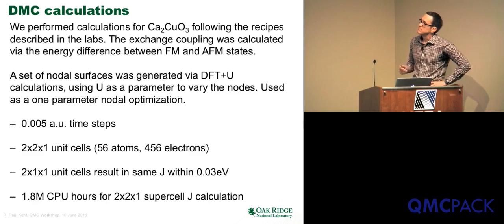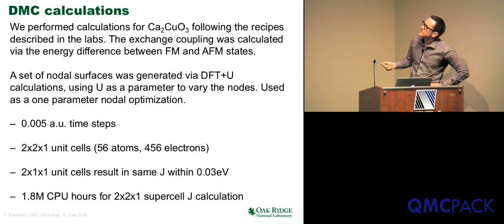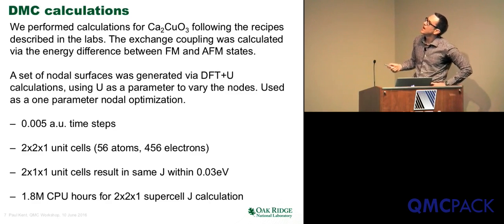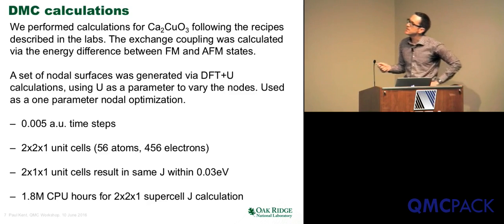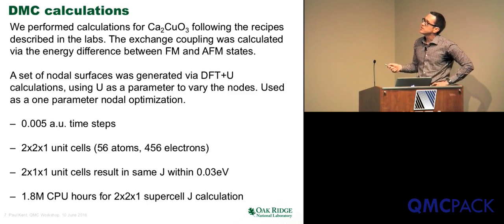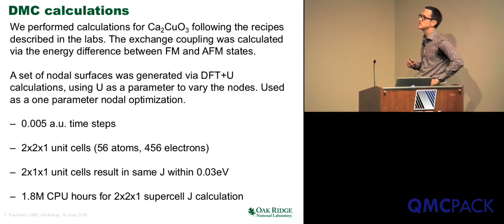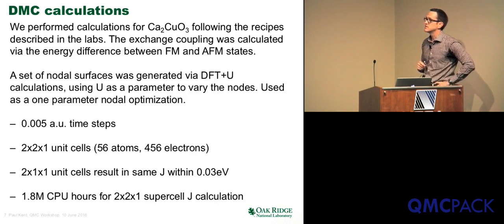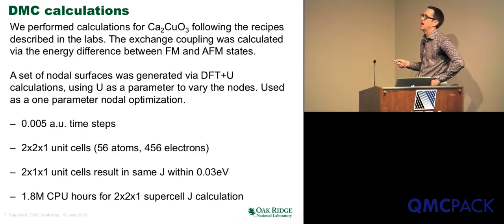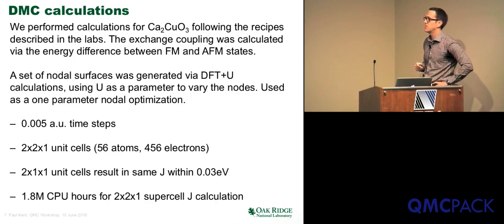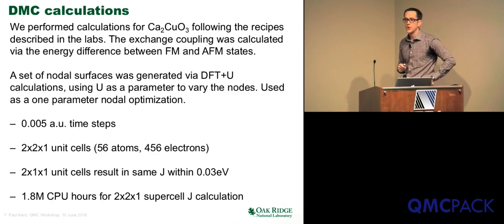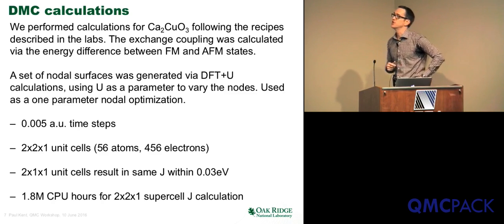So just a note on a few technical points. We have a 0.05 atomic unit time step. We use up to a 2x2x1 unit cell, so this is just under 500 electrons. We did a finite size test using a smaller supercell, and the calculated exchange coupling didn't vary very much. So we are somewhat converged.